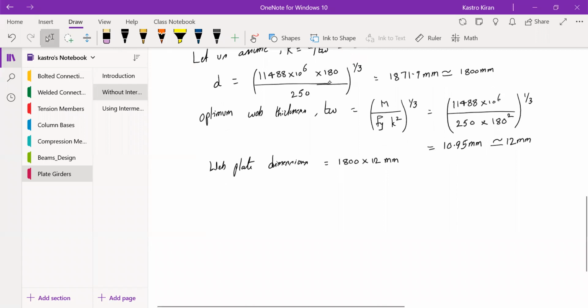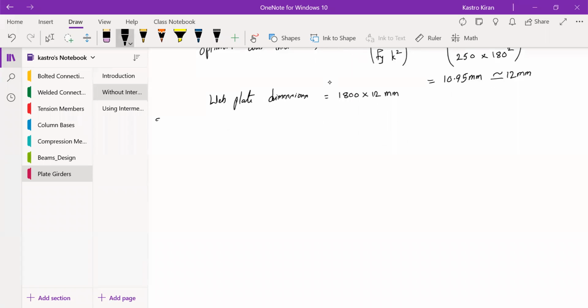So the next step, which is the third step, is design of flanges. So how will you design flanges? Here the design of flanges has to be done based on the bending moment. So let's solve how to find out the width of the flange and thickness of the flange. Before that, let's find out the area of the flange.